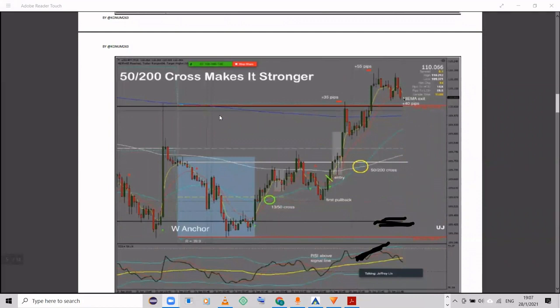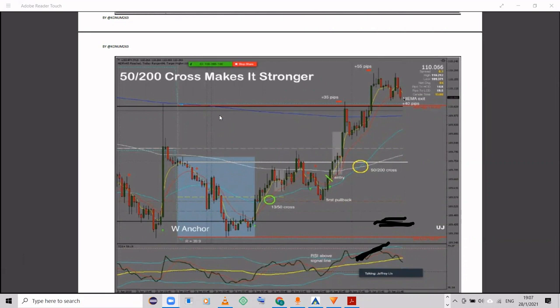So this one is in an uptrend now. First things first, the anchor. Because it's an uptrend, the W anchor, and same rules apply. The 13 to 50 cross. The second one, the third one, the first pullback to the 50 EMA, which should be within the range of 25 to 50 pips.